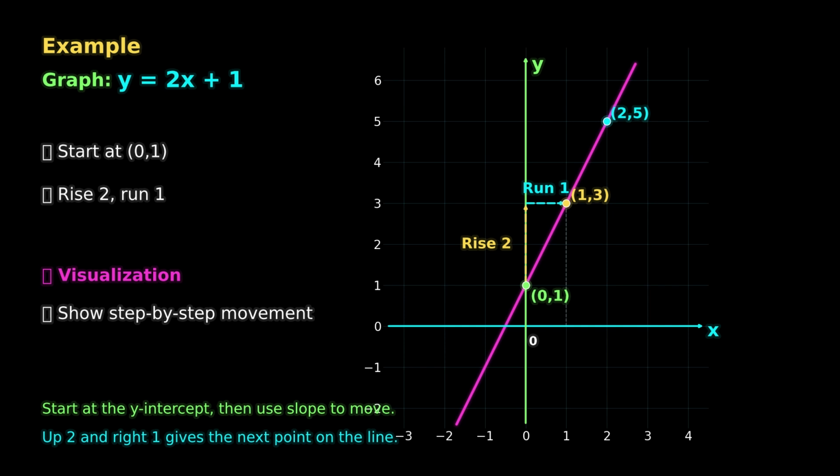Let's see one example. Graph the following line equation: y = 2x + 1. Here 1 is the y-intercept. So (0, 1) is the point on the y-axis. So start from that point. Then rise 2, then run 1. Then connect these 2 points, and you can draw a line.